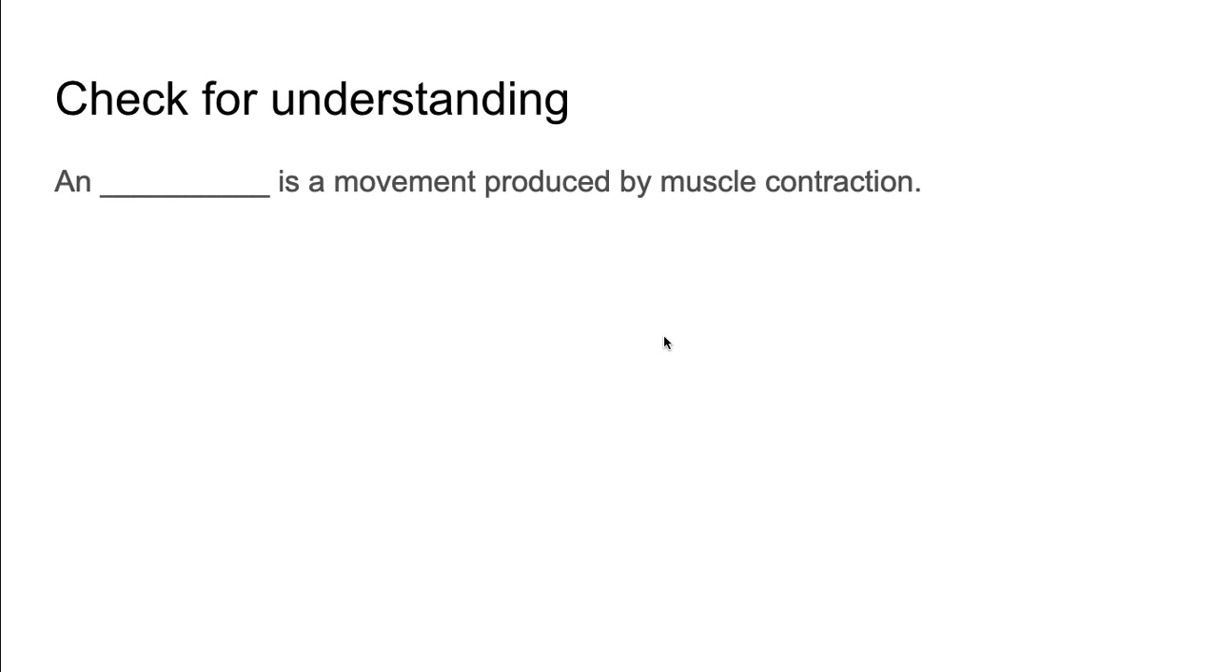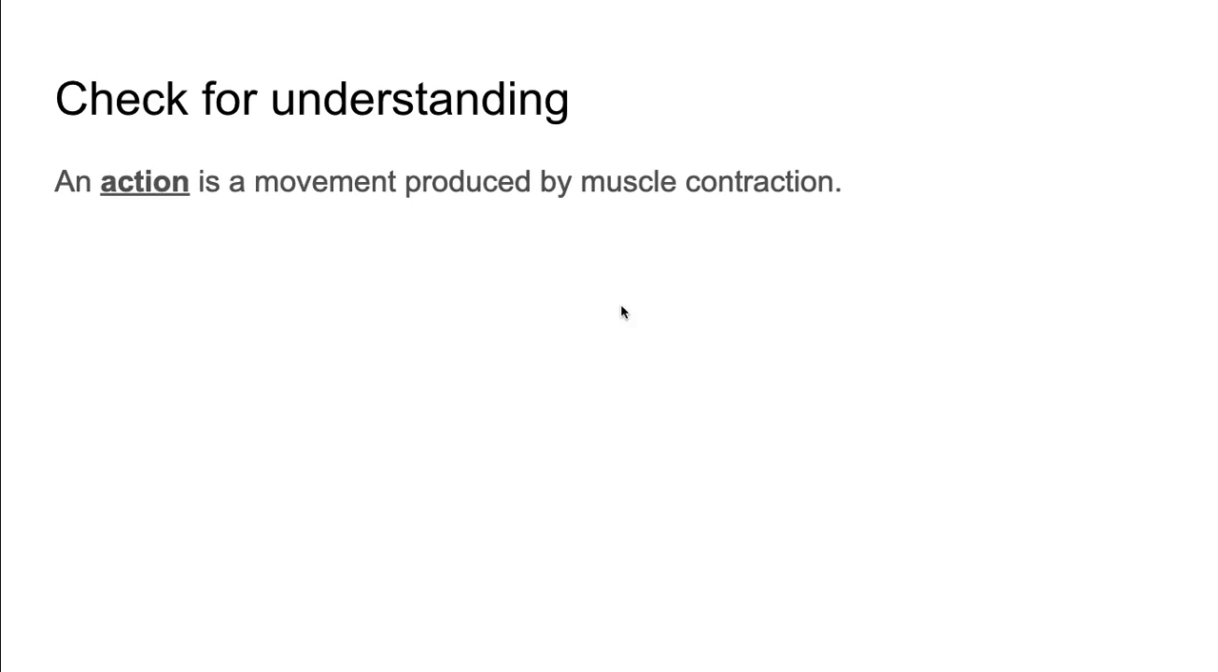Okay, and a blank is a movement produced by muscle contraction. So take time, pause the video, think about what you think the response is, and if you're watching with someone there with you or online, go ahead and discuss what you think the correct answer is. All right, so let's find out. An action is a movement produced by muscle contraction.